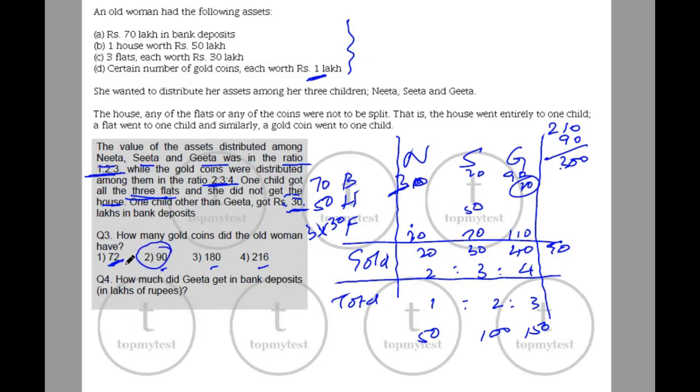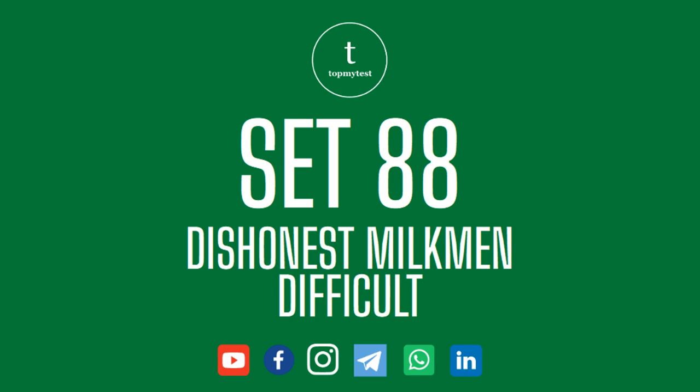How many gold coins does the old woman have? 90 gold coins is what the old woman will have. Okay, how much did Geeta get in bank deposits? Geeta got 20 lakhs in bank deposits. So we can do this just by using the options and some amount of trial and error instead of trying to get an exact solution. Sometimes that works faster than trying to get an exact answer.